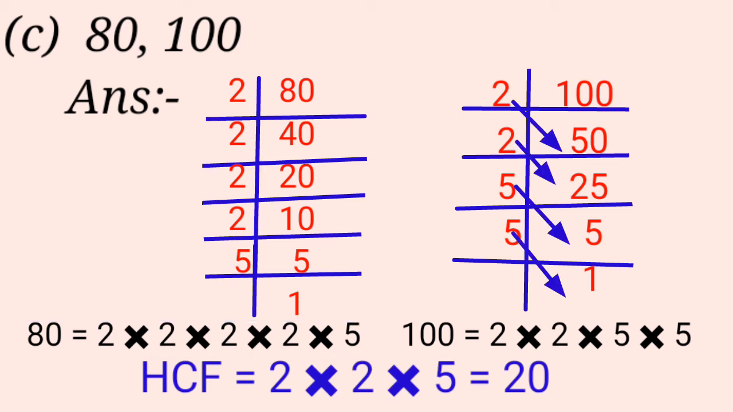Similarly factors of 100. 2 50s are 100. 2 25s are 50.